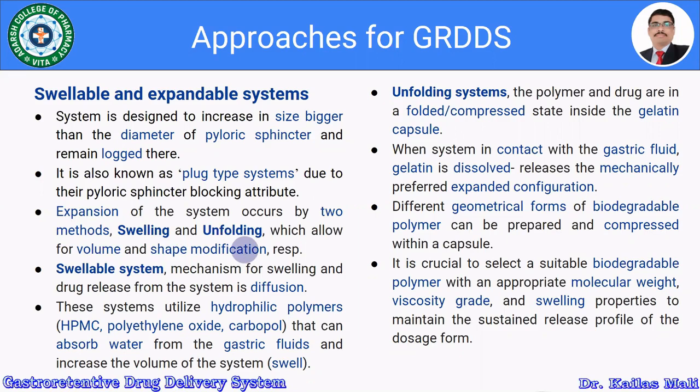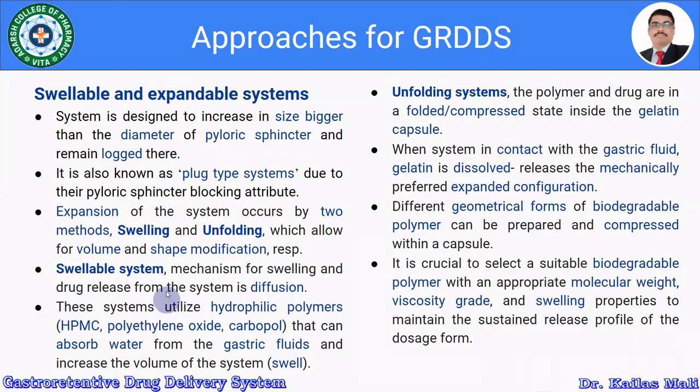Say, for example, a four-lobed system. Suppose that we have placed the four-lobed formulation by folding it into the capsule. When such a formulation is exposed to the gastric fluid, the gelatin is going to be dissolved and the formulation gets unfolded, and there is a change in the shape. So in the case of a swellable system, the mechanism for swelling and drug release from the system is diffusion.